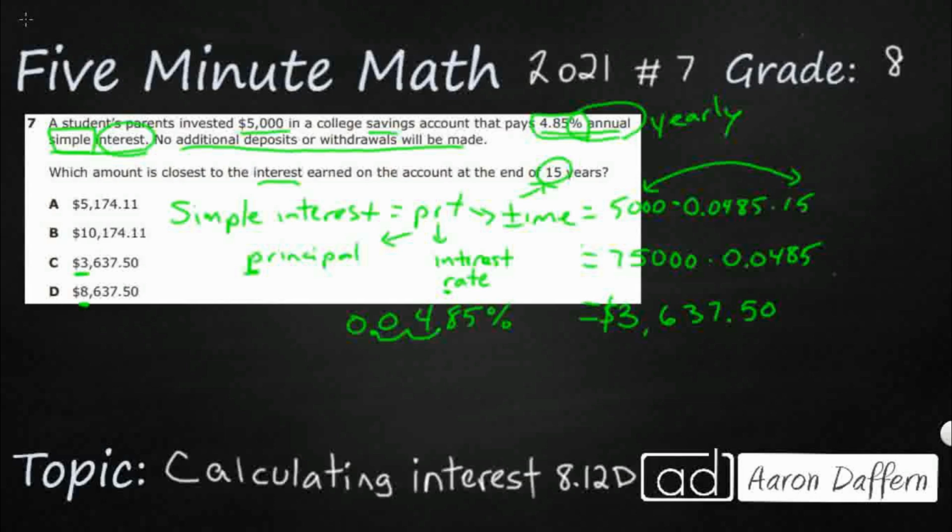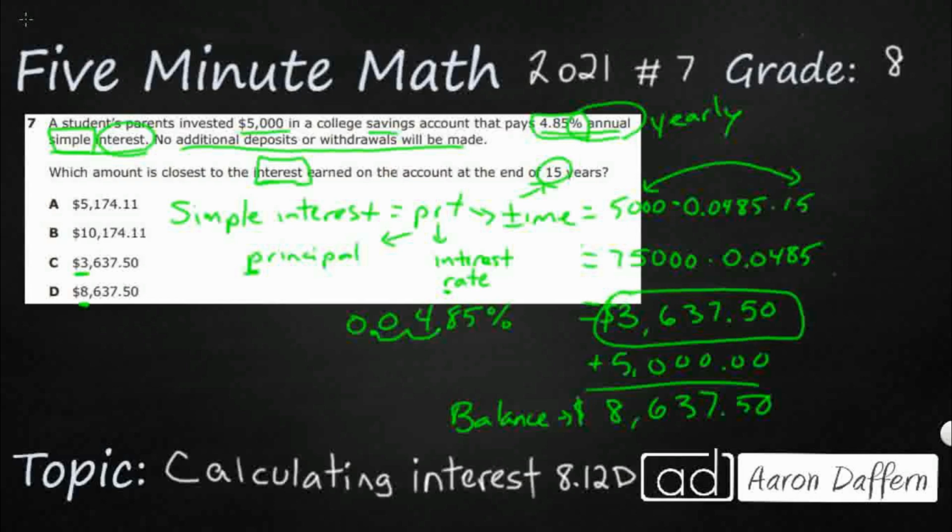Well, this D right here is that plus the principal, right? If you add that principal back in, you're going to get 8,637.50. That's the balance. I don't want the balance. The balance is the principal plus the interest. So this is actually how much money is in the account right now. But the question says, what is the interest earned? So we've got to be careful there. We're just looking for interest. And our answer here is going to be C.